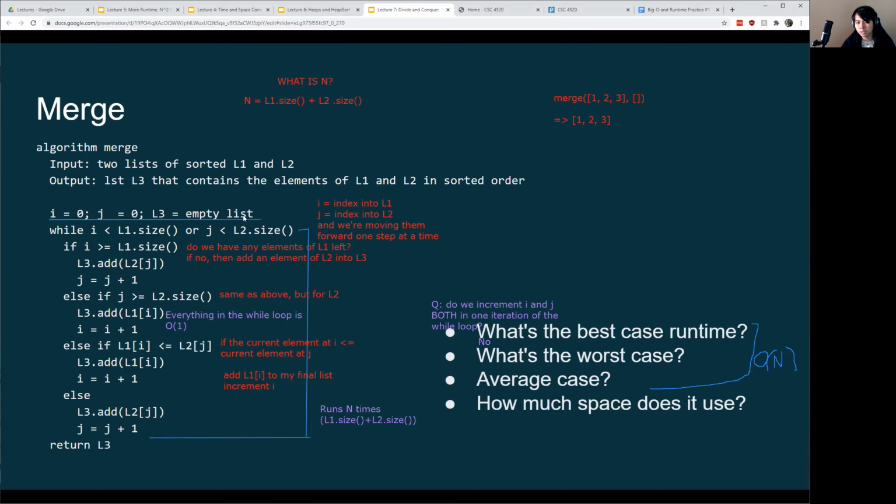Now, the space argument's a lot easier to make. We just go ahead and say L3 in this case is equal to the empty list, right? And then as we add elements in, well, if it started out empty and we add all the elements from L1 and all the elements in L2, then at the end, when it's full, it's going to be O of n as well, right? Since L3 contains all the elements from L1 and L2.